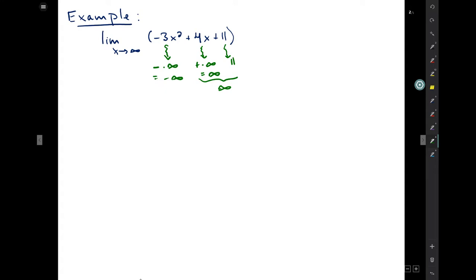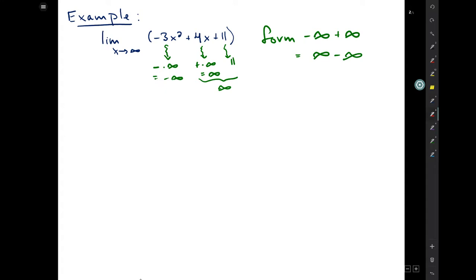So overall, our limit has the form negative infinity plus infinity. In other words, infinity minus infinity. And with this form, we do not know which one of these wins. Is the first infinity bigger? Is the second infinity bigger? Does it go to 0? Do they cancel? We don't know.